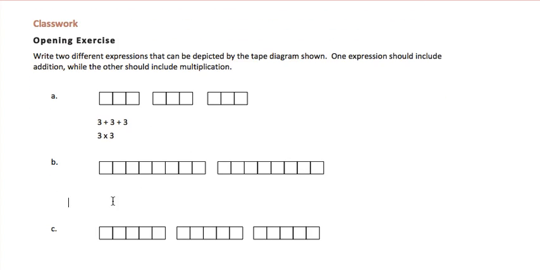In B, we'll do repeated addition first. There are 8 in each group, and 8 plus 8 would be my first expression. Remember, these are expressions, so no equal signs. And the second expression would be 8 times 2.